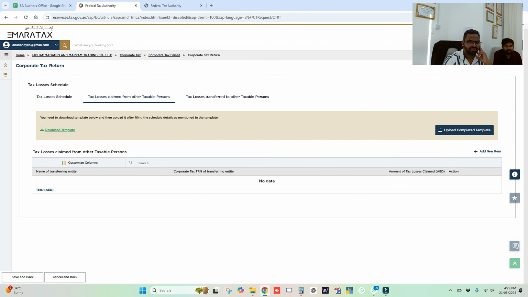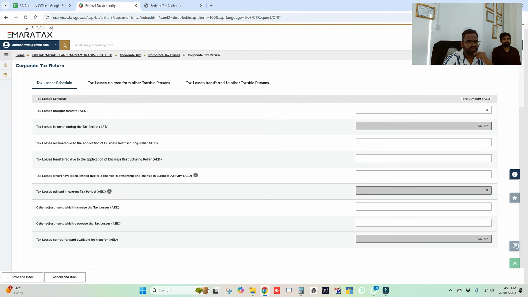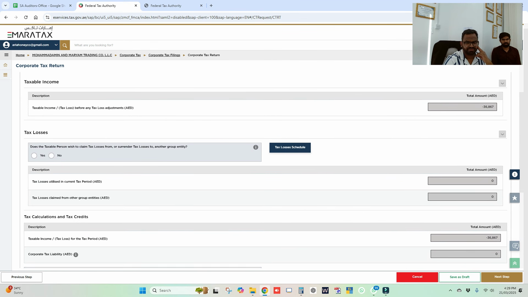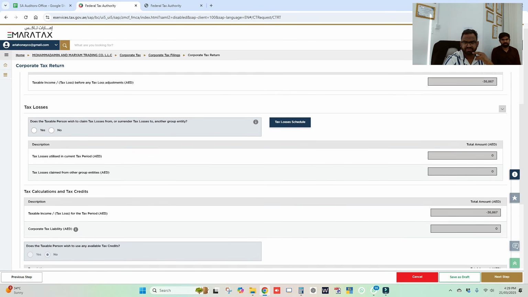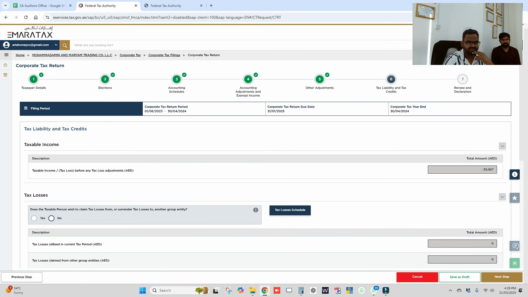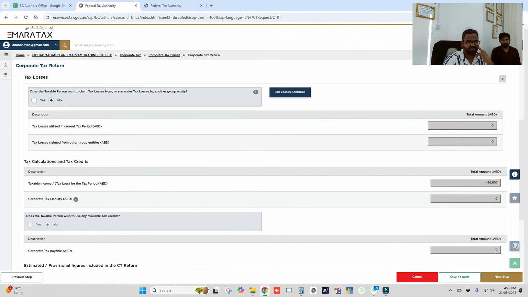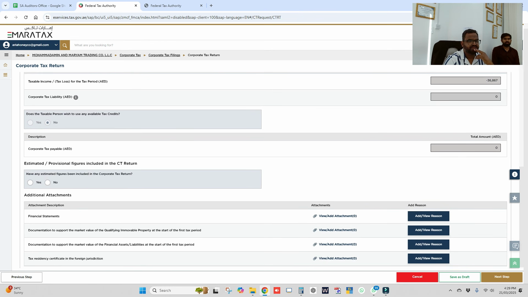Tax losses, there are three things. Transfer from one qualifying group to another qualifying group, you can transfer the tax losses. Okay, this is all done. Here there are no tax losses, so no need. Description 0, tax calculations and tax credit 0, corporate tax liability 0. Does the taxable person wish to use any available tax credit? No. Corporate tax payable 0.